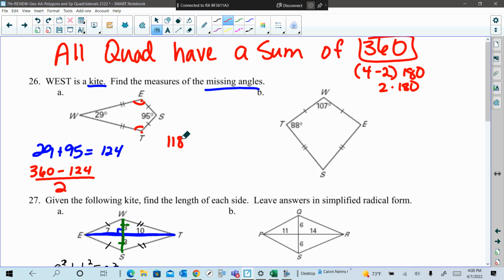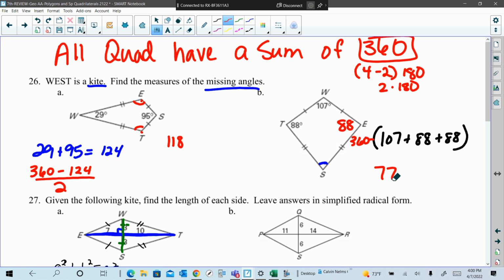On the B, remember only one pair of angles, exactly one pair, are congruent, and that would be T and E. That lets me know that E is also a measure of 88. To find my missing angle S, I'm going to add up the 3 angles that I have, which is 107, 88, and 88, and then subtract that sum from 360. I ran out of room, but you should have got 77 here.